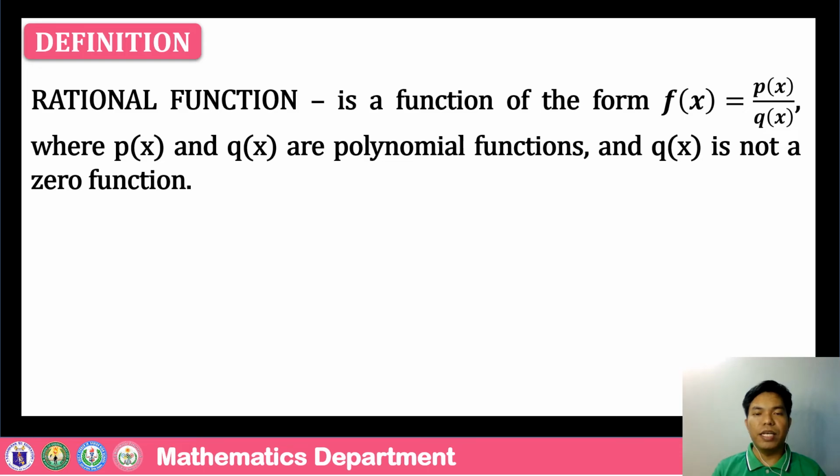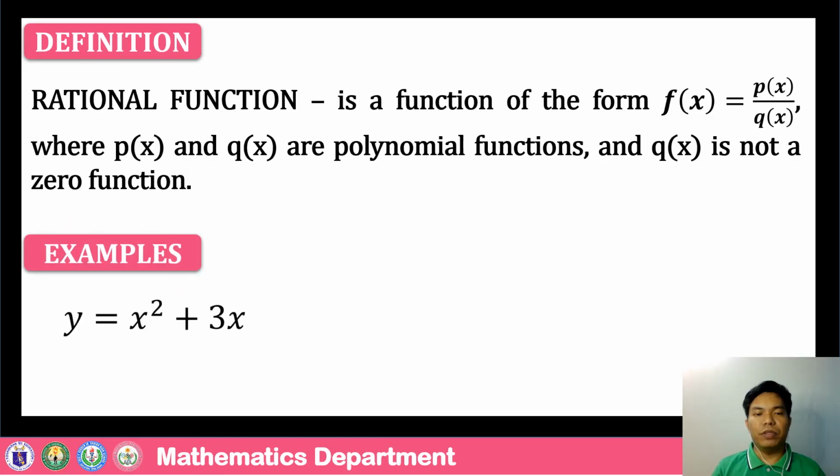And the last term that we're going to define is a rational function. A rational function is a function of the form f of x is equal to p of x over q of x, where p of x and q of x are polynomial functions, and q of x is not a zero function. So, ibig sabihin nito, pag sinabi nating rational function, yung ating numerator at saka yung ating denominator ay parehong polynomial functions at ang ating q of x or yung ating denominator ay hindi siya equal sa 0. Kagaya ng iba pang mga rational expressions, bawal tayong magkaroon ng 0 because that would make our given undefined.